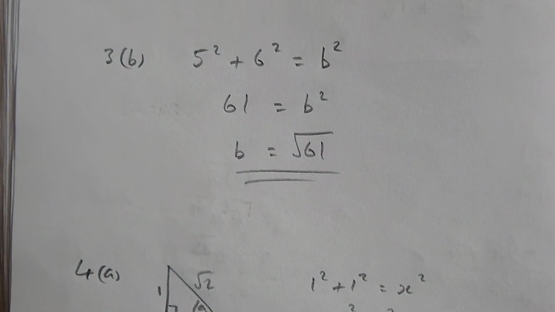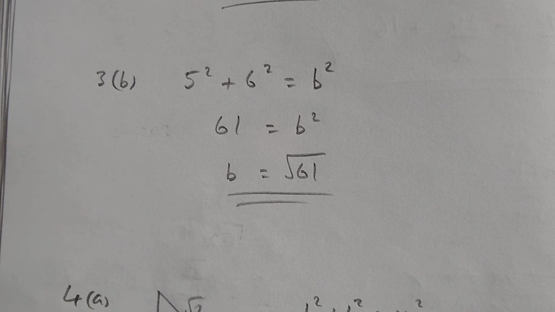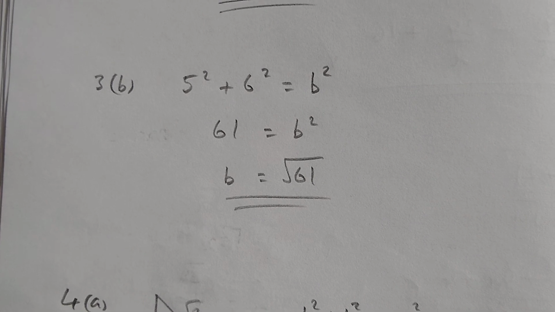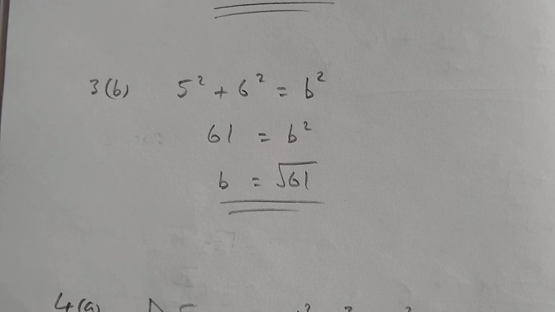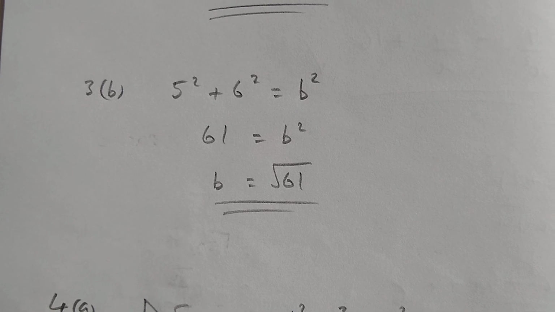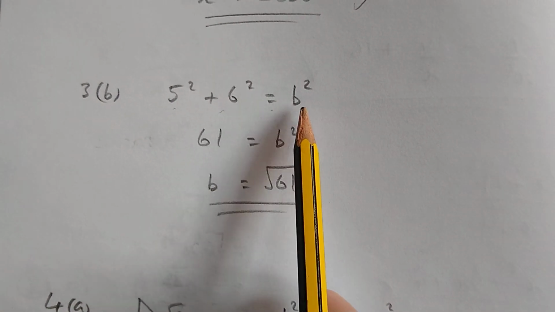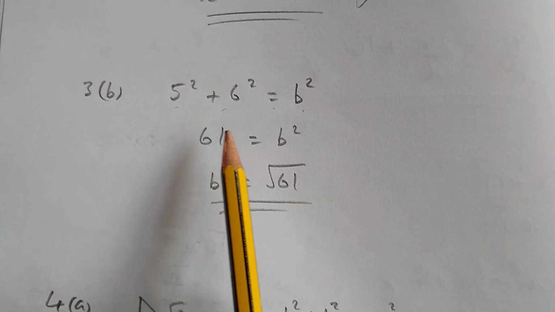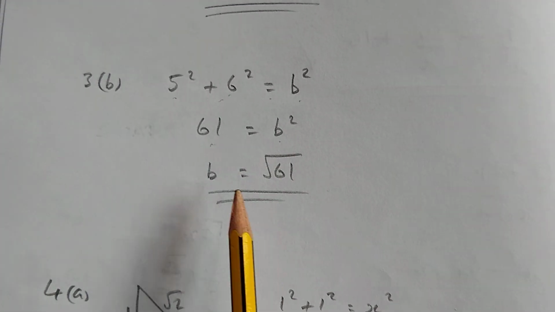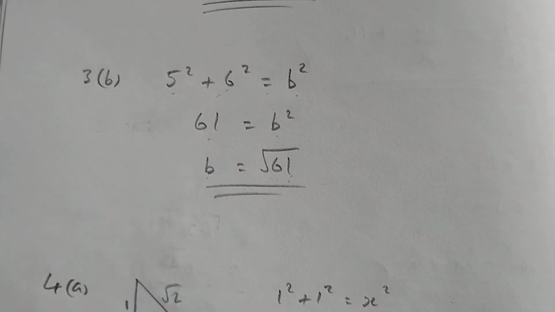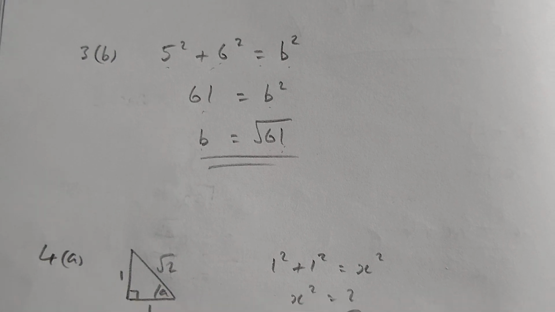3b, so a little bit of Pythagoras. We're working out the hypotenuse in this question. Remember, Pythagoras basically says short side squared plus short side squared equals long side squared, or the sum of the squares of the two shorter sides equals the square of the hypotenuse. So 5 squared plus 6 squared equals b squared, which is the hypotenuse squared. 25 plus 36 is 61, equals b squared. Because we're looking at the length of the side here, we don't need to consider the negative square root of 61, because we can't get a length of negative root 61.